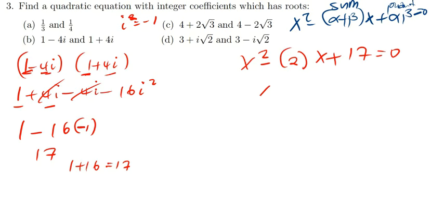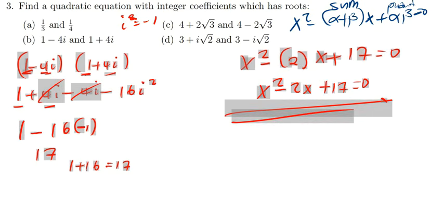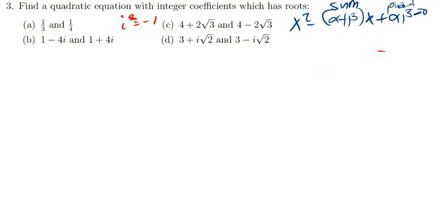Equals 0. So x squared minus 2x plus 17 is equal to 0. That is my equation. Okay. So let's now jump into part C. So the first thing, add those two things.